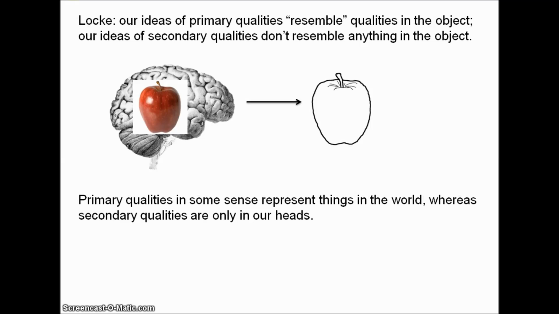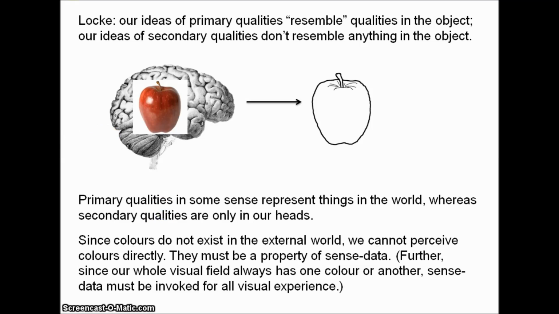Well, I want to focus on colour in particular because that's what most of the literature has focused on. So the argument goes, since colours do not exist in the external world, we cannot perceive colours directly. They must be a product of sense data. And obviously it follows from this that since everything we see has one colour or another, sense data must be invoked for all visual experience. Right. How to respond to this argument?